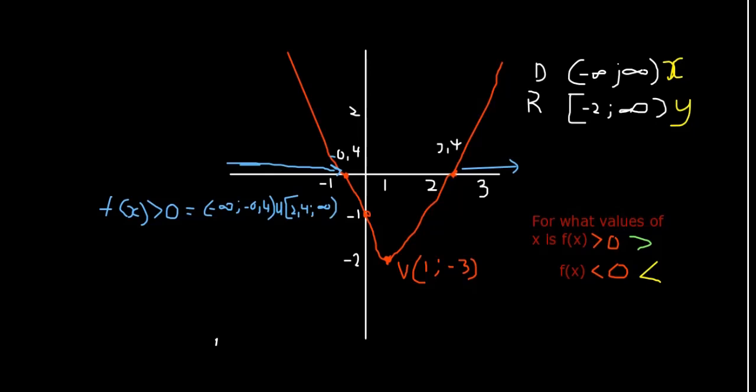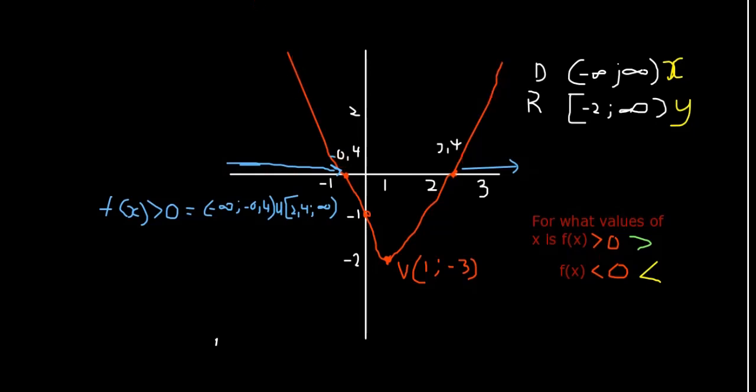When they ask you this question, for what values of x is f at x, or y, greater than 0, it's from negative infinity to 0,4, and also from 2,4 up to infinity. It's where we find that the y values are continuously increasing.